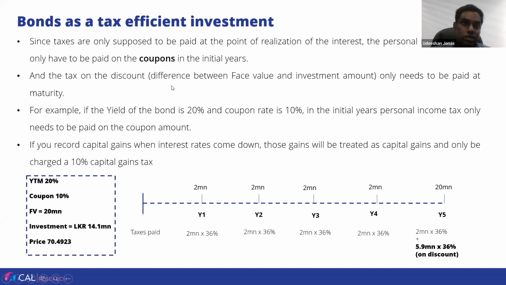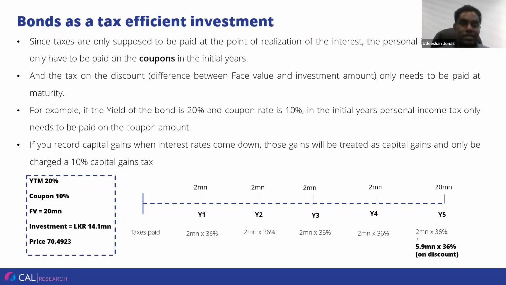The other good thing is that if interest rates come down, you obviously know that bonds will make a capital gain. On the capital gain component, as we mentioned before, capital gains are only subject to a 10% capital gains tax, okay? So if interest rates come down and you make a gain on the bond, you will only have to pay 10% capital gains tax without paying a 36% tax rate.